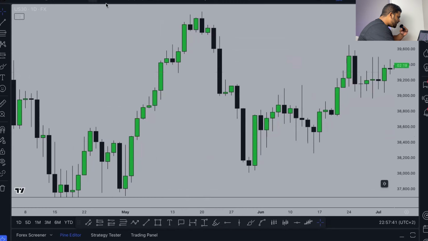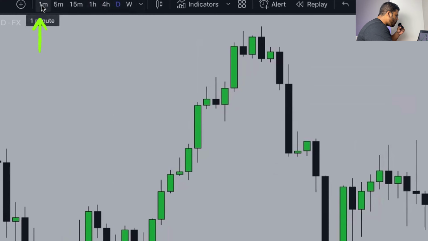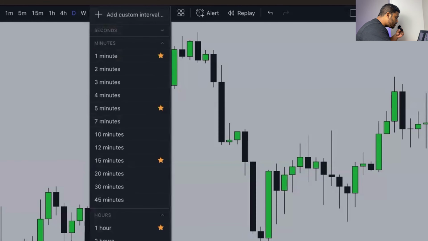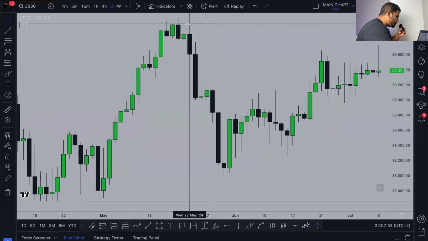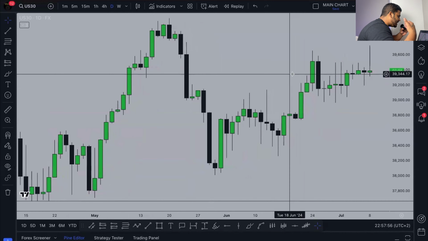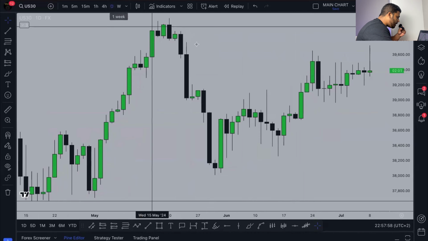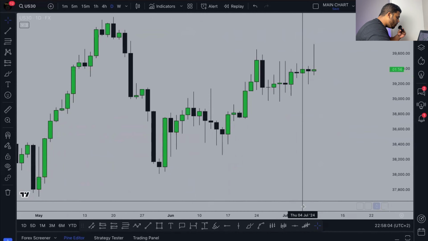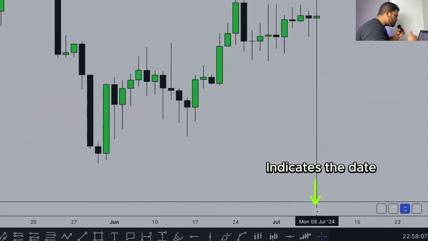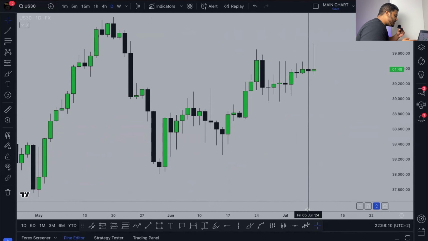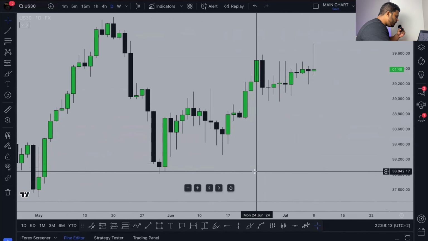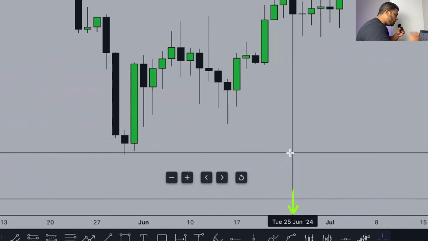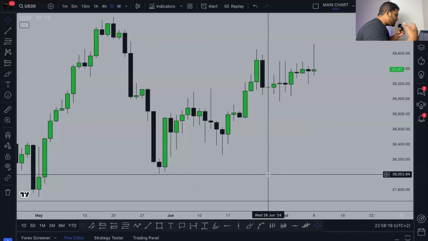Now at the top over here you can see that we have 1 minute, 5 minute, 15 minute, 1 hour, and daily, and there are many time frames over here as I'm scrolling. Every time you select a time frame, each candle represents the time frame you have selected. Right now I'm on the daily time frame, meaning that every candle over here is 1 day. As you can look down at the bottom, it shows Monday the 8th of July. The day before, it's the 5th of July. If you go over here, it shows the 24th. Next day, 25th. Next day, 26th. As you understand, it's presenting a specific day on the market.